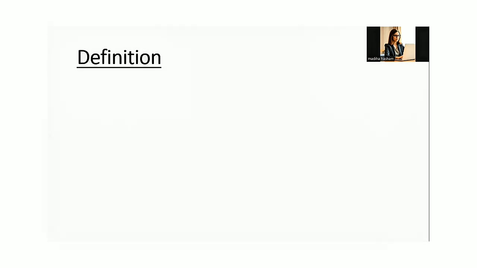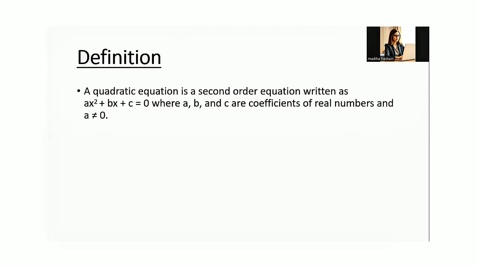Okay, what is a quadratic equation? A quadratic equation is a second order equation written as ax squared plus bx plus c is equal to 0, where a, b, and c are coefficients of real numbers and a is not equal to 0.